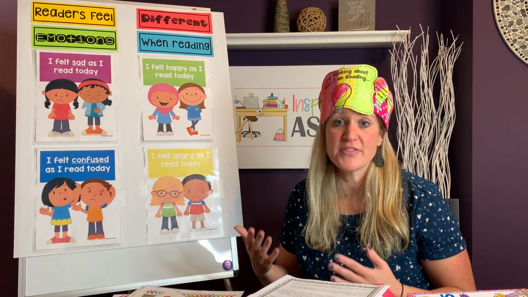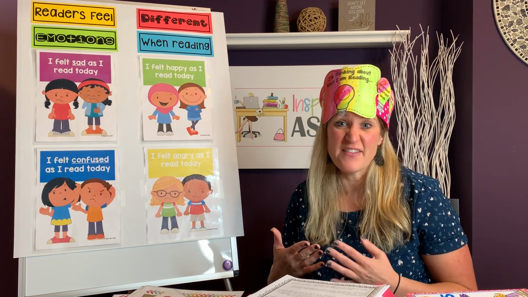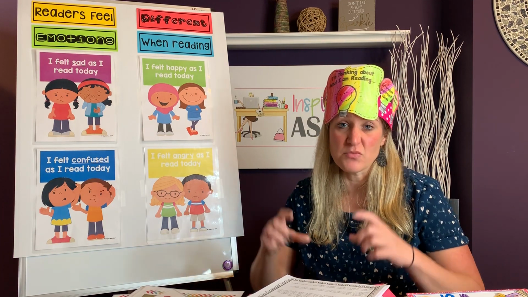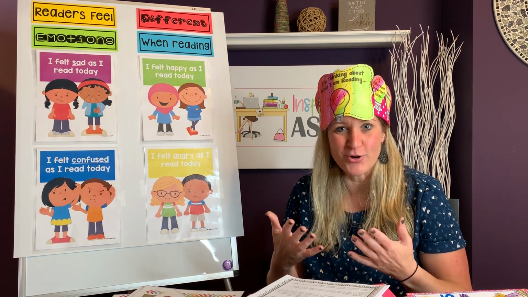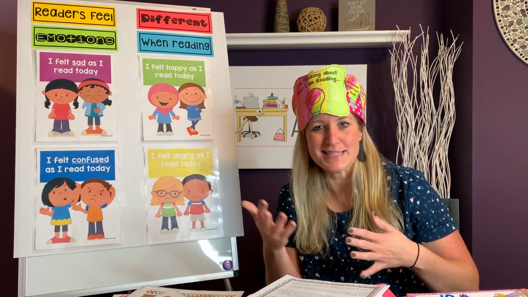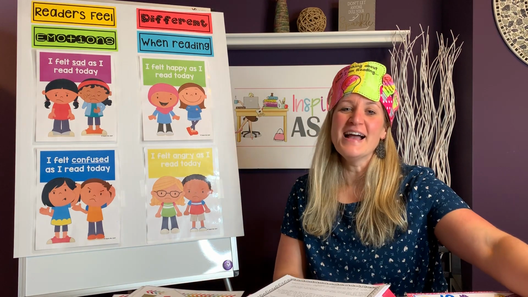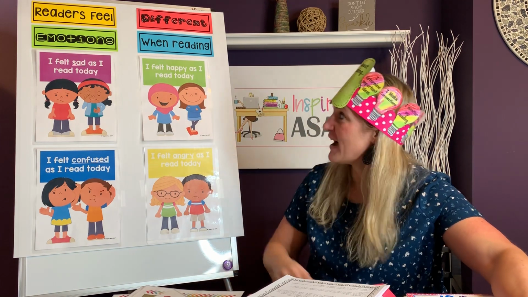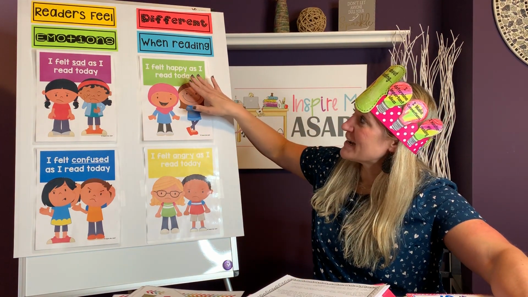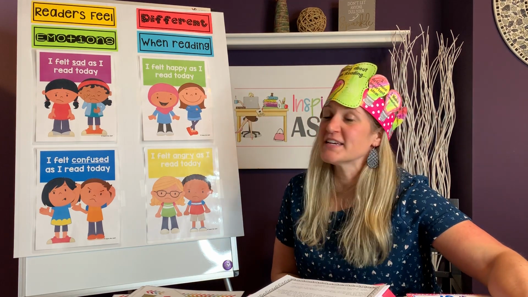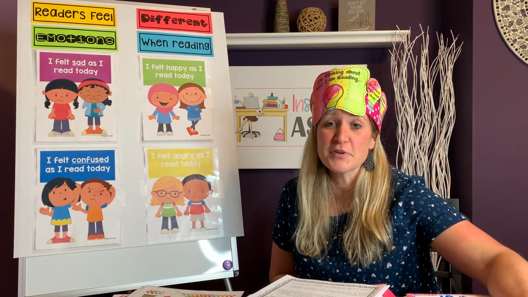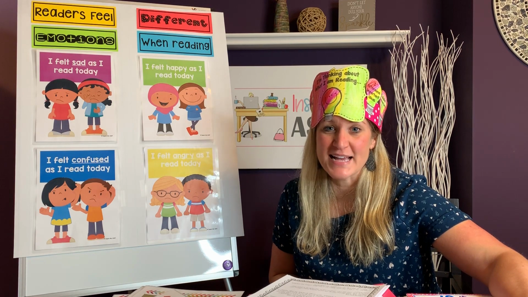You could also have them write it down. Sometimes I have them do that as a little exit ticket. They write it down, or I use the sticky note or what they wrote in the reader's notebook as the exit ticket. I hope that you got some ideas of how you can use the metacognition strategy of teaching your students that readers feel different emotions as they are reading.